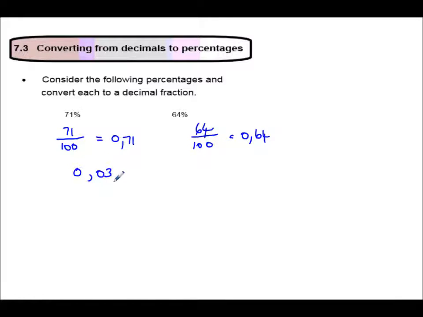0,03, I have 2 decimal places, so I would have 3 over 100. So this would be 3%.